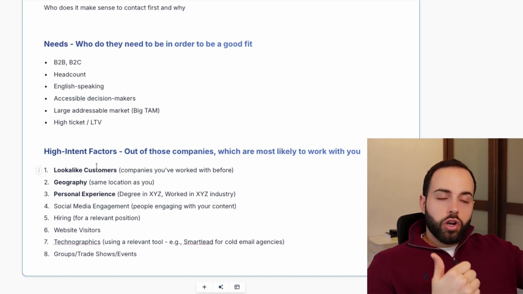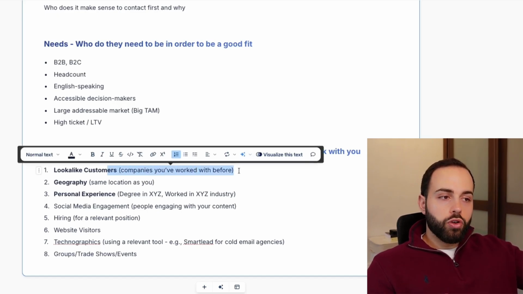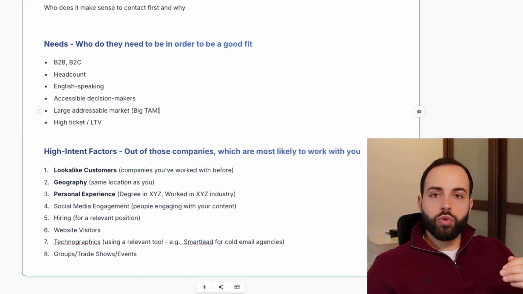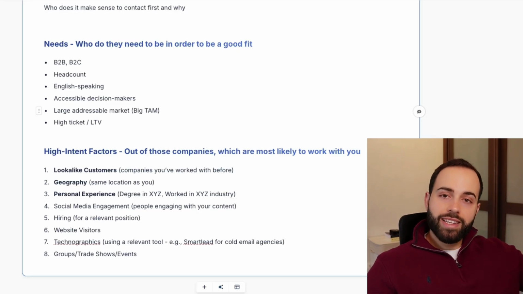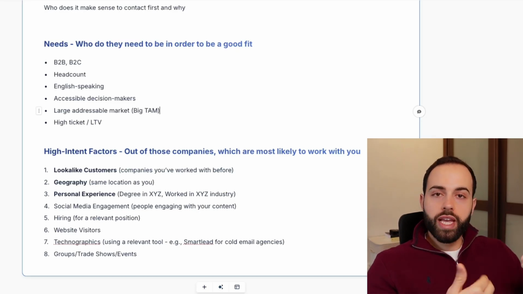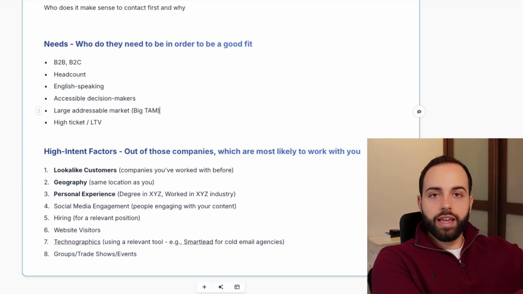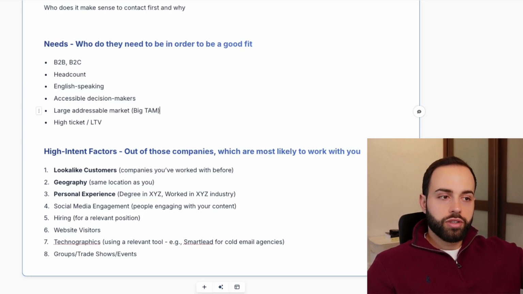So the first factor is lookalike customers. So companies that you've worked with before, meaning that if you are a cold email agency and you have experience working with marketing firms, or if you have experience working with B2B SaaS companies and you have case studies of B2B SaaS companies that you've already helped, then it makes sense for you to reach out to other B2B SaaS companies. Because now when you reach out to them, you can actually mention that you've already worked with a company that looks exactly like them and you've helped them generate really good results. So now you already have an advantage over all the other cold email agencies that are also targeting B2B SaaS companies, but don't have any case studies or any experience in that industry.